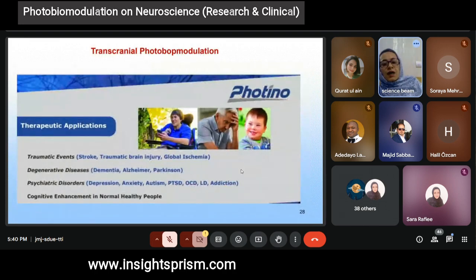So this technique can be used for therapeutic applications, different kinds of disorders. For example, traumatic events, for example, stroke, TBI, or global ischemia, degenerative diseases, dementia, Alzheimer's, Parkinson's, or MS, psychiatric disorders like depression, anxiety, autism, PTSD, OCD, or learning disorder, addiction, ADHD, and etc. Also, it can be used for cognitive enhancement in normal, healthy people.